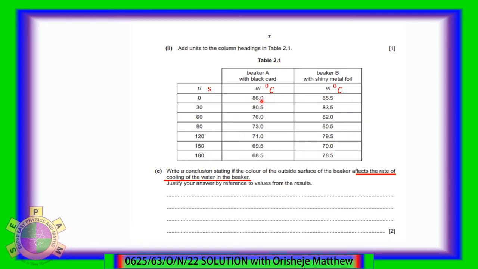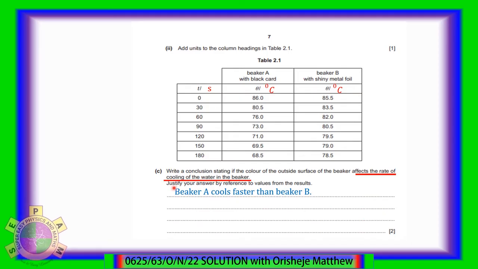From 86 degrees Celsius, in 180 seconds for the black, the temperature dropped from 86 to 68.5. Then for the shiny surface, it dropped from 85.5 to that. So you can make reference. So the black beaker A cools faster than beaker B. This is the statement, the conclusion we have arrived at from looking at the figure.